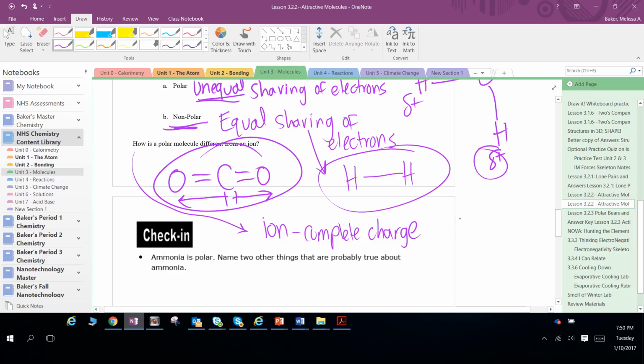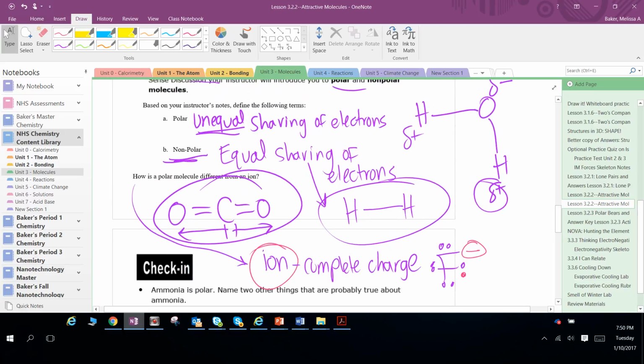So like an ion, for example, fluorine. Fluorine typically has 7 valence electrons, but when it gets an extra one, it forms a complete negative charge, -1. That is an ion, so that is how it's different. When you're talking about polar and nonpolar, you're talking about an entire molecule, not a single atom.